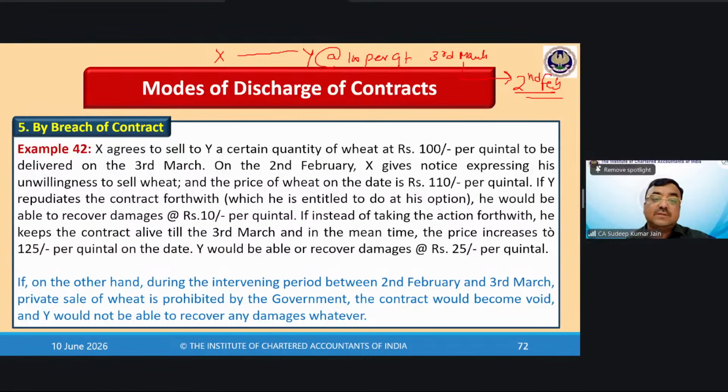But suppose, definitely it is coming in your mind that, sir, what if the price comes to 105 on 3rd March in place of 125? The price comes to 105 on that date, so he can claim only rupees 5. Now whether he regrets it or not, that is another matter. Sir, what if the price becomes rupees 90?